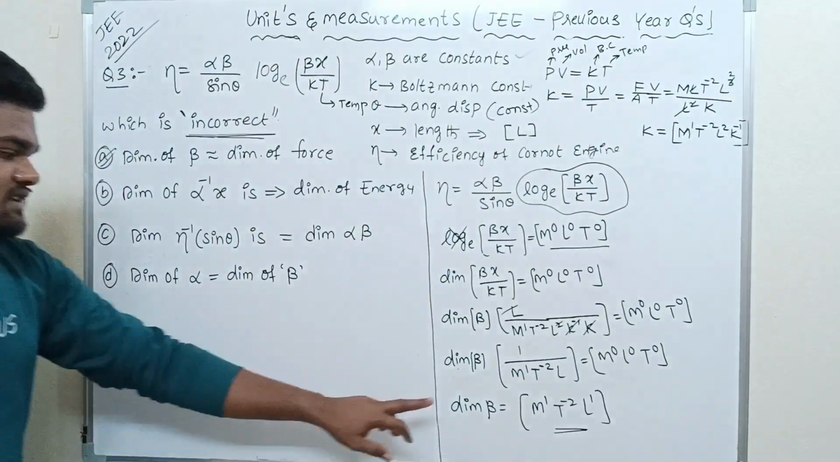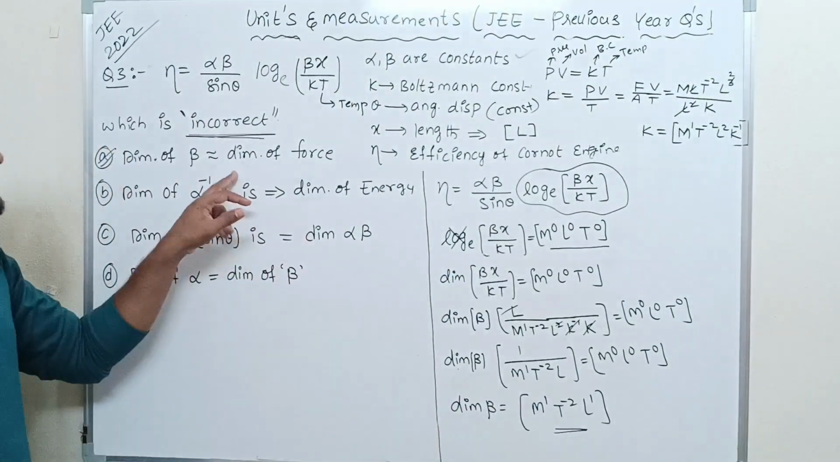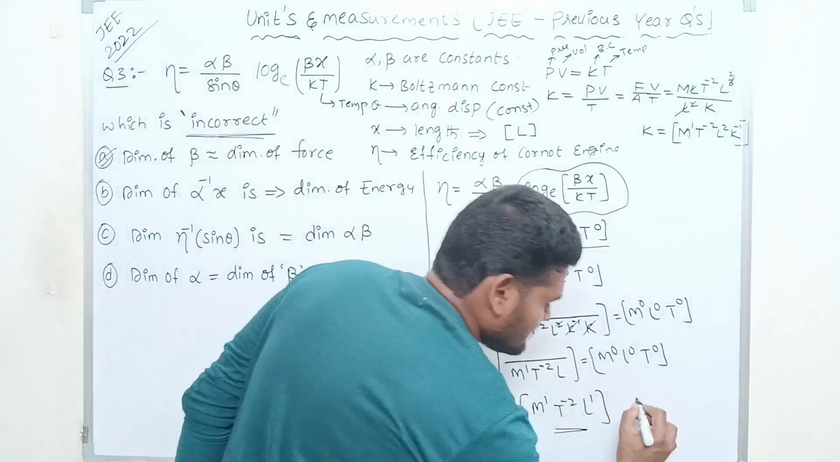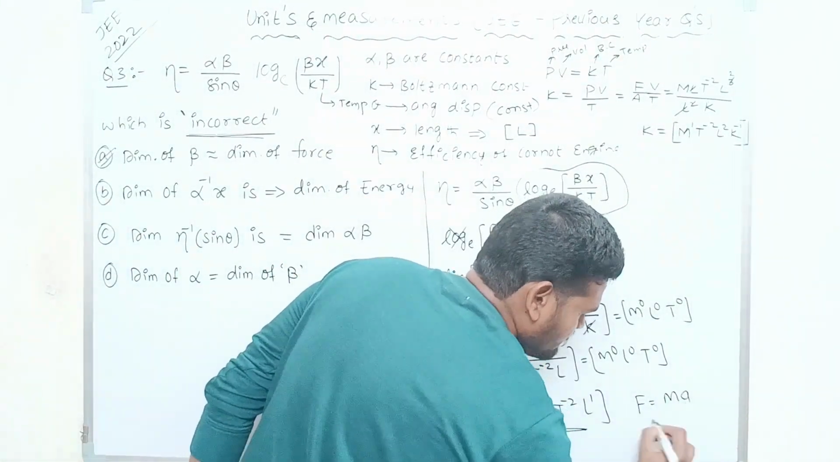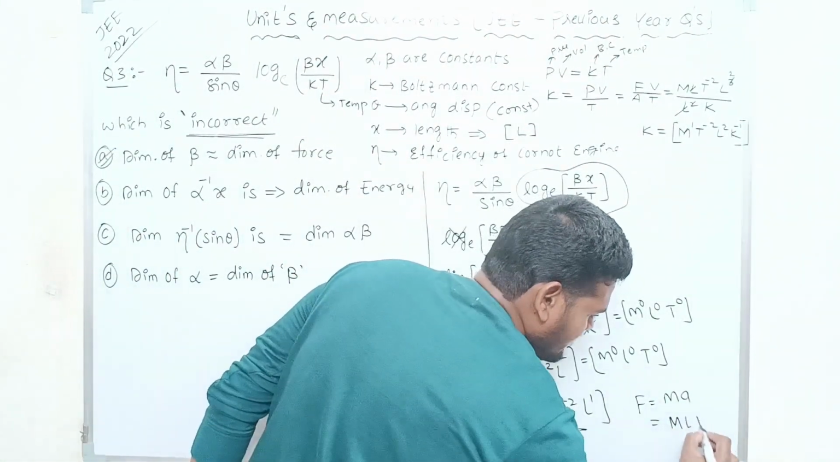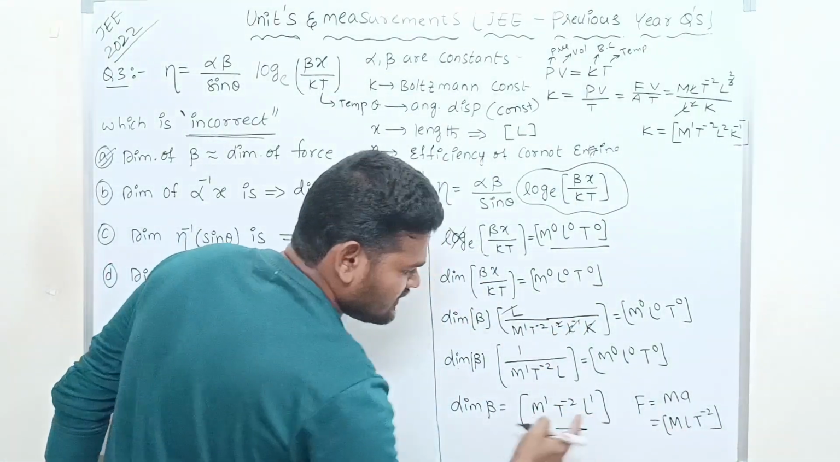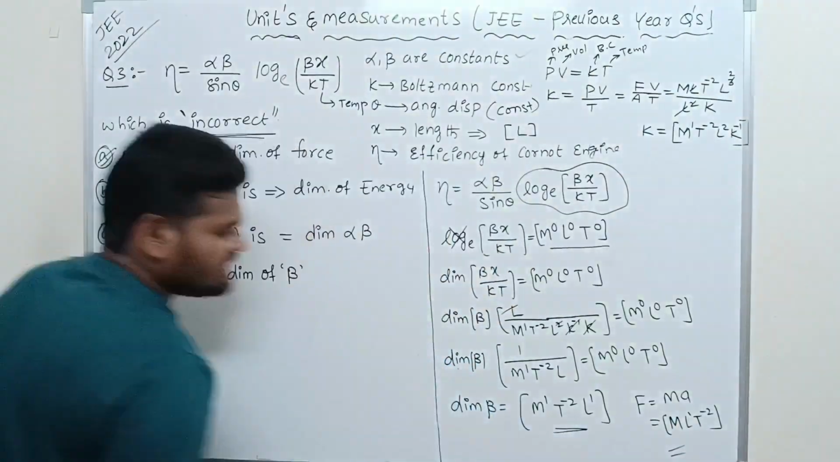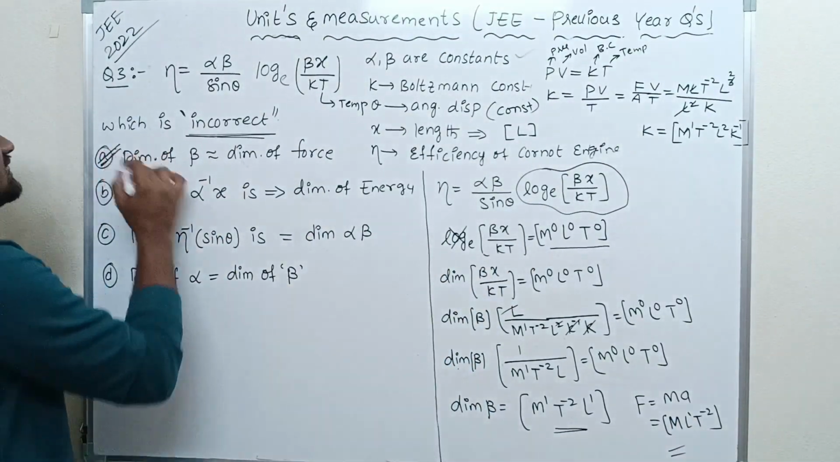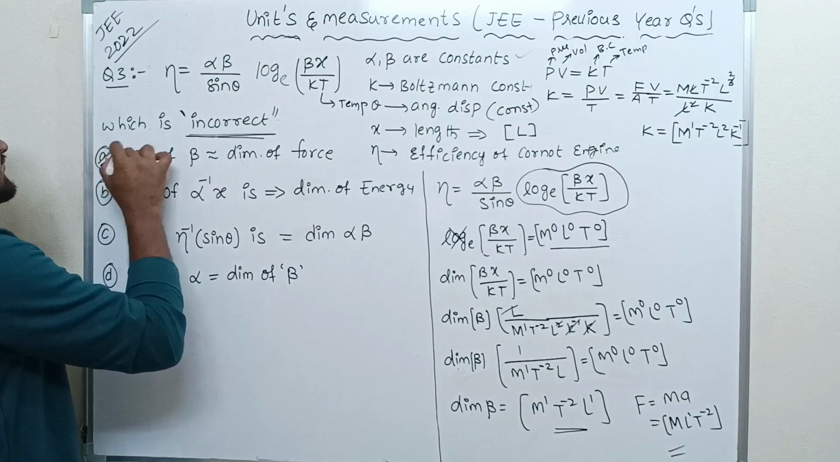So this is the dimension of beta. They are asking whether the dimension of beta is equal to that of force or not. What is force? F is equal to ma. Mass, capital M. Acceleration, L T power minus 2. So M power 1, L power 1, T power minus 2. Therefore the dimension of beta is equal to the dimension of force. This is the correct option.